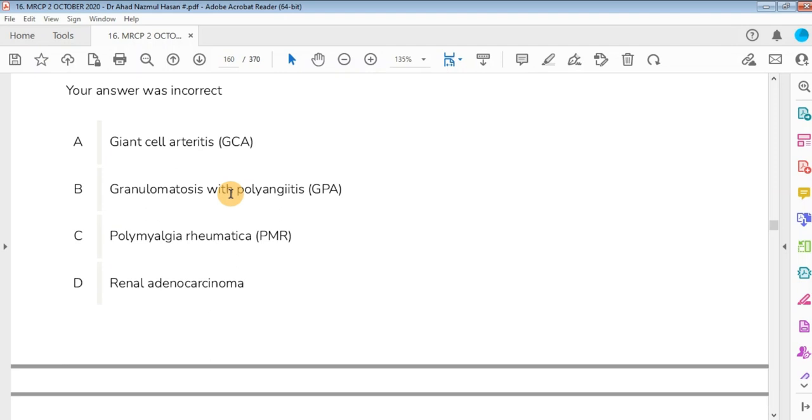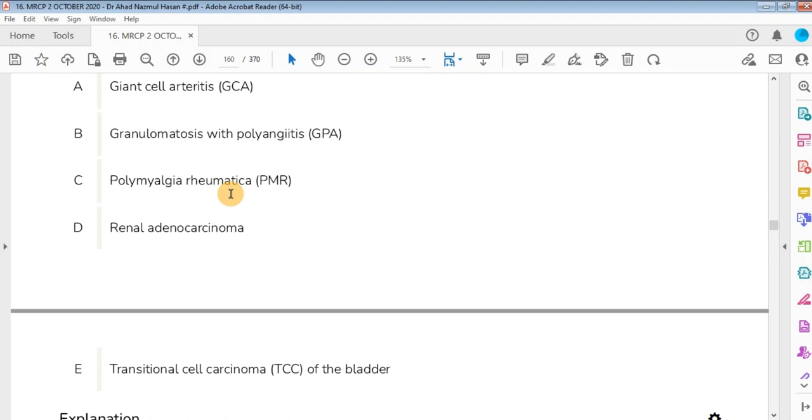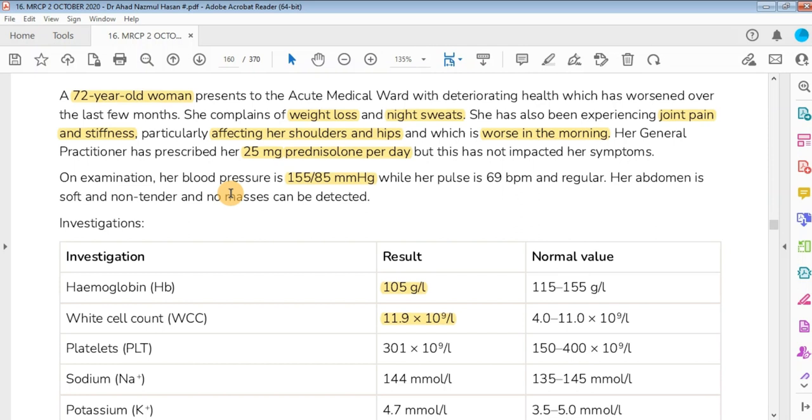What is the most likely diagnosis? Giant cell arteritis, granulomatosis with polyangiitis, polymyalgia rheumatica, renal adenocarcinoma, transitional cell carcinoma of the bladder. A 72-year-old woman presents to the ANU with deteriorating health, which has worsened over the last few months. She complains of weight loss and night sweats. She has also been experiencing joint pain and stiffness, particularly affecting her shoulders and hips, which is worse in the morning. Her general practitioner has prescribed her 25 milligrams of prednisolone per day, but this has not impacted her symptoms.